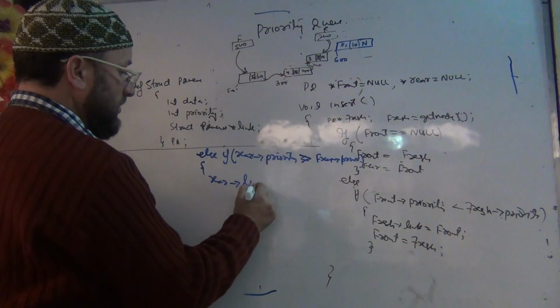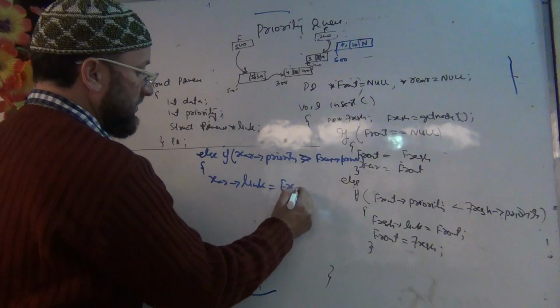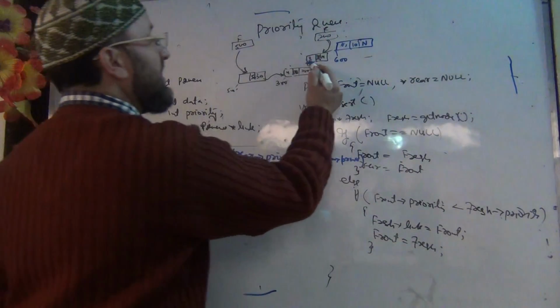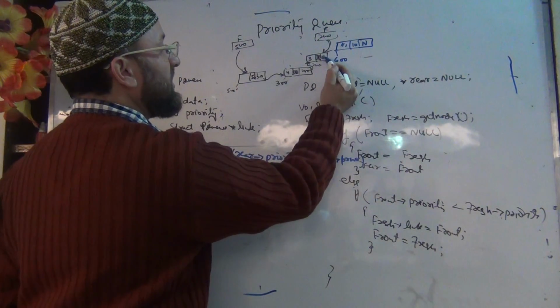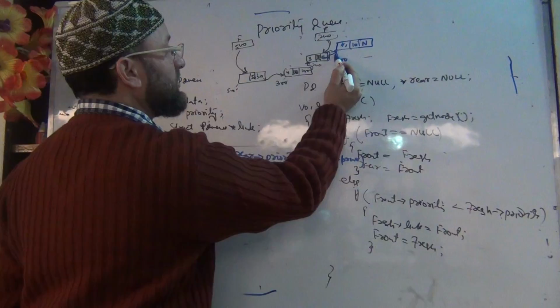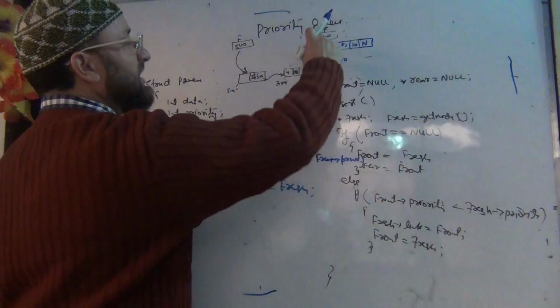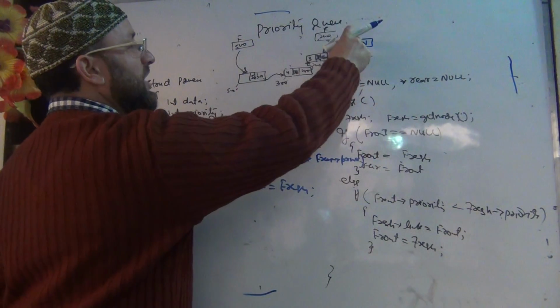Rear arrow link is equal to fresh. What is happening by that? Rear arrow link is this. It will have the address of this, that is 600. That means it is pointing to this. I need to remove this link and put it with this.